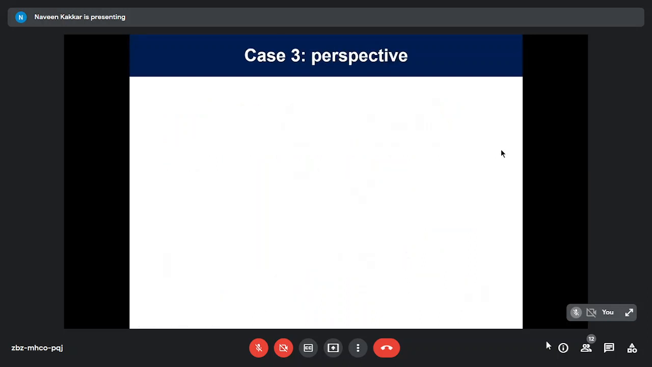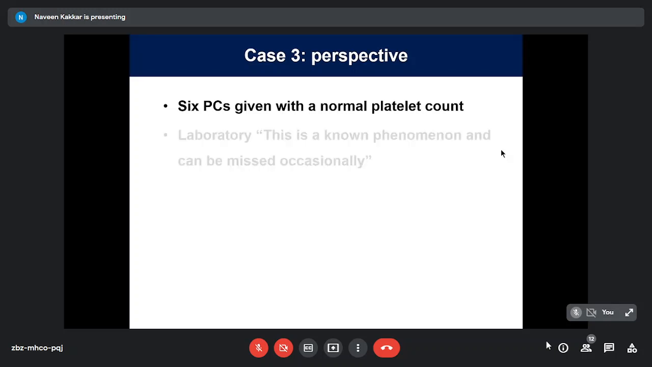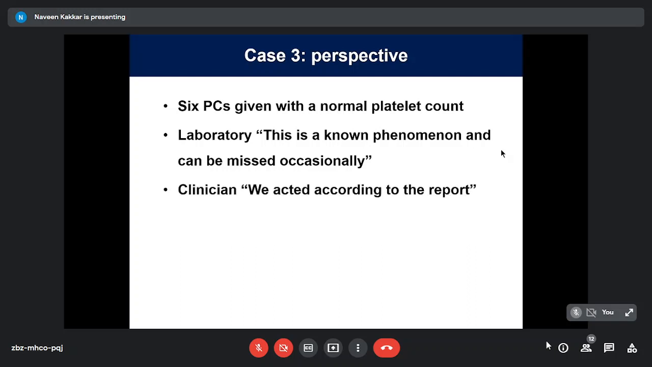So what's the perspective in this case? We gave 6 platelet concentrates in a patient who had a completely normal count, because if you look at those clumps, she probably had a higher than normal count. The laboratory says this is a known phenomenon and can be missed occasionally. That's our excuse. The clinician says we acted according to the report, perfectly right. The patient says, why me?